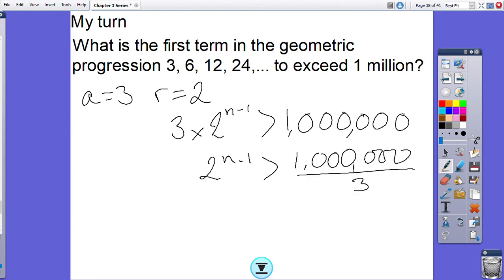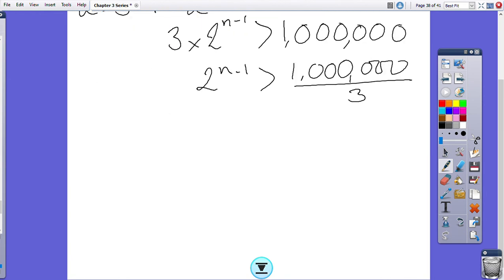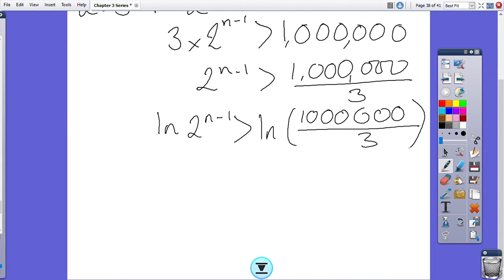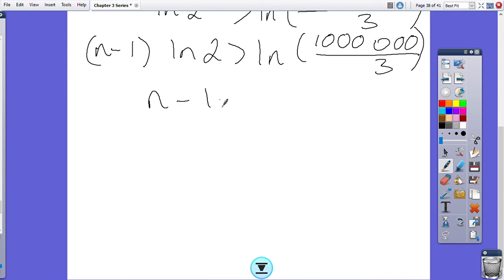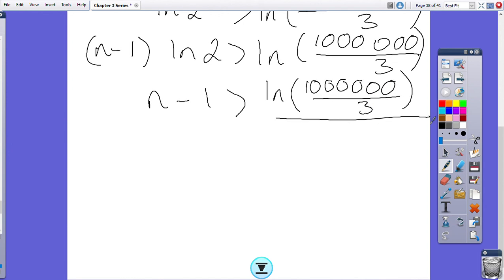Now, I was looking at the book earlier, and I think they used some weird base for this. What I'm going to use is ln, natural logs. So I am going to go log of 2 to the n minus 1 is bigger than log of 1,000,000 over 3. Of course, it doesn't matter what base I'm using, this n minus 1 can come down in front, so you get n minus 1 times log 2 is bigger than log of 1,000,000 over 3. Then we can divide through, so n minus 1 is bigger than log of 1,000,000 over 3, all divided by log 2.